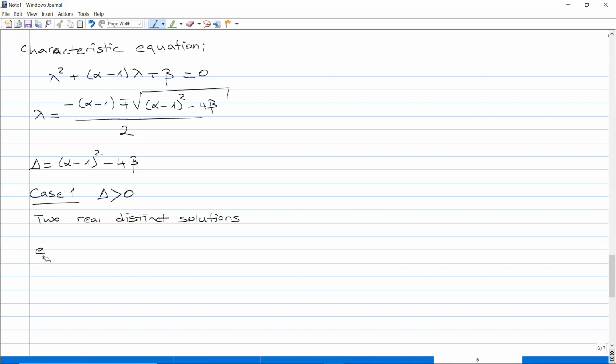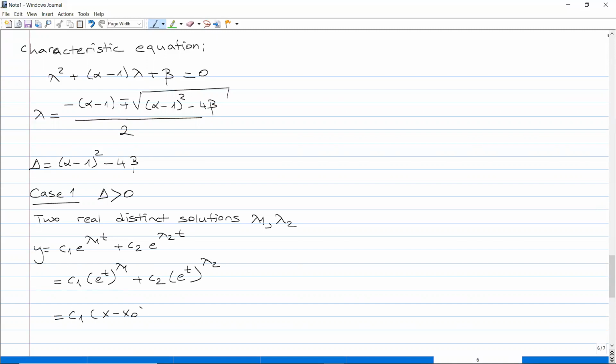We have two distinct real solutions, lambda 1 and lambda 2. So the solution is C1 e to the lambda 1 t plus C2 e to the lambda 2 t. But now, what is t? e to the t is x minus x0. So we have C1 (e to the t) to the power lambda 1 plus C2 (e to the t) to the power lambda 2. But e to the t is x minus x0.